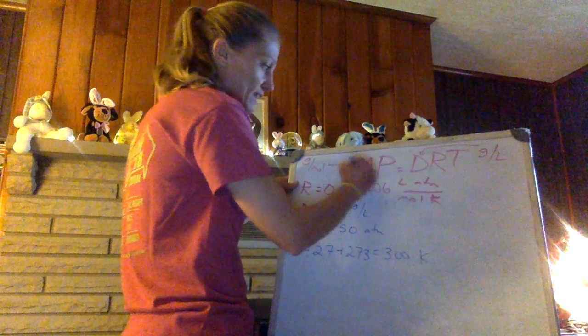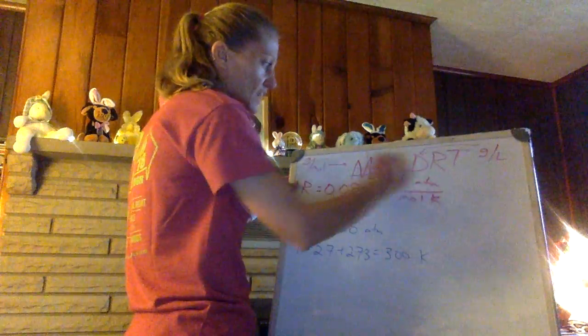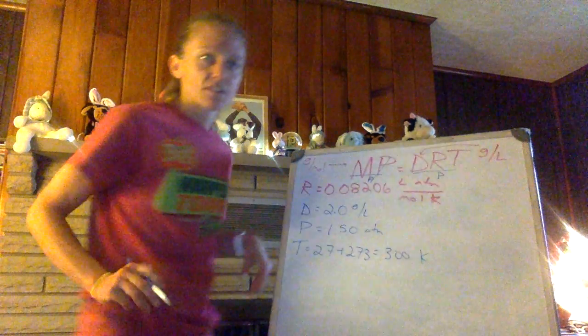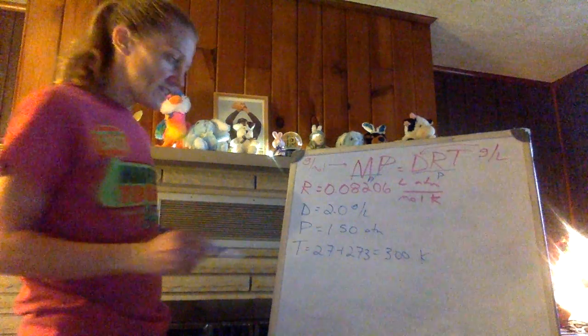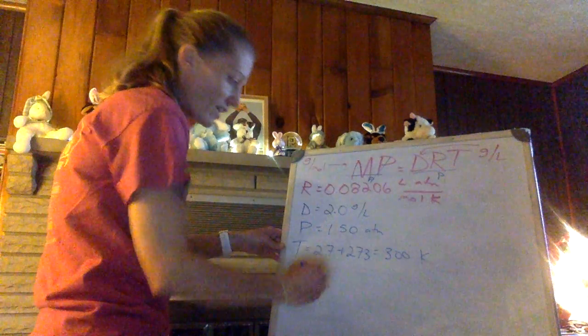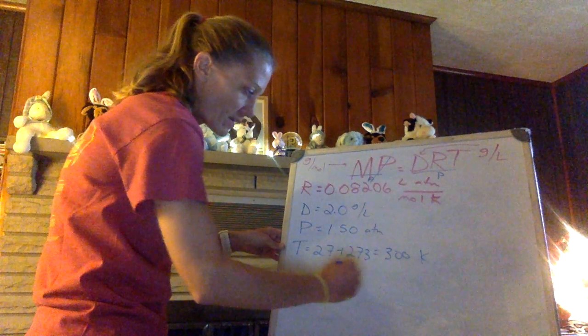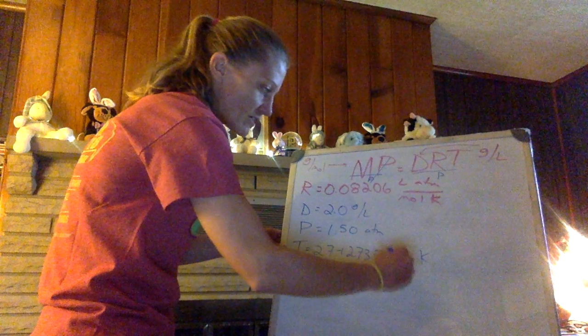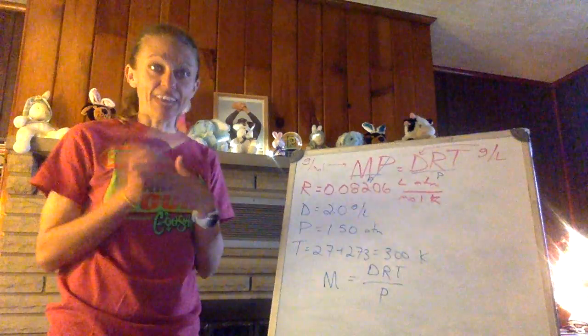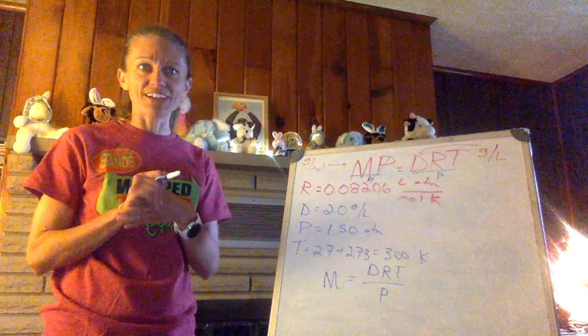So if I divide both sides by pressure, my new equation is M equals dRT over P.